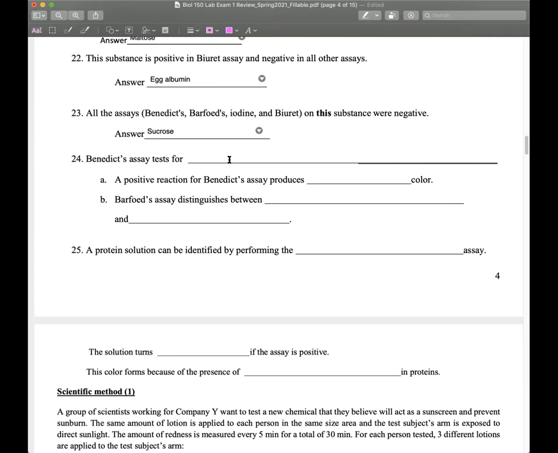Reducing sugar? Yeah, so this is for reducing sugars. They could be monosaccharides, they could be disaccharides, we don't know. Positive reaction produces what kind of color? Red. Yeah, it's sort of a red-brown precipitate. Our Barfoed's, so that's the other carbohydrate assay.